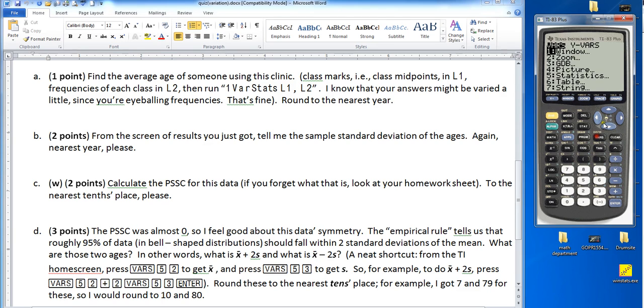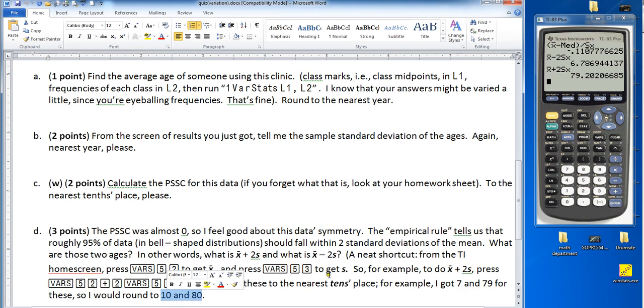So I'm going to go ahead and do just that, using the same trick of x-bar minus 2 standard deviations. I told you to round to the nearest tens. So I got 7-ish, which means I'm going to round that to 10. And then if I change that to plus, I get 79, which I round up to 80. So I got exactly 10 to 80. I got the exact same thing that the quiz did the first time. So 95% of the data should fall between 10 and 80.